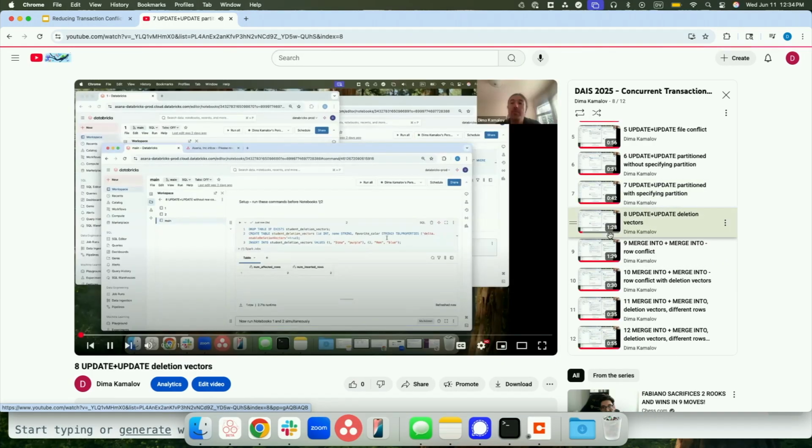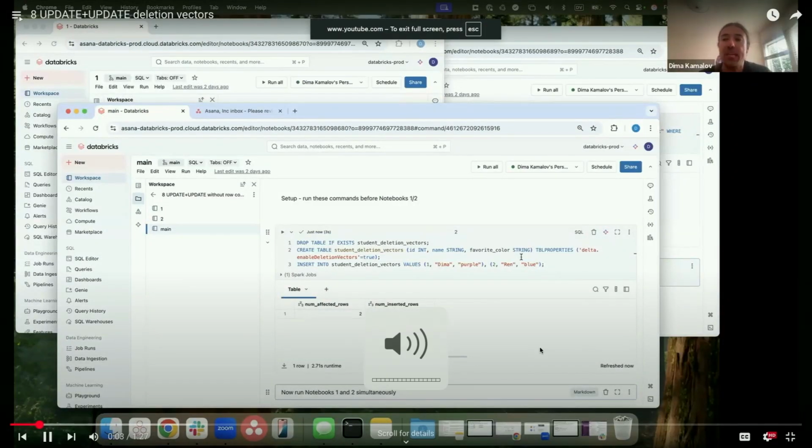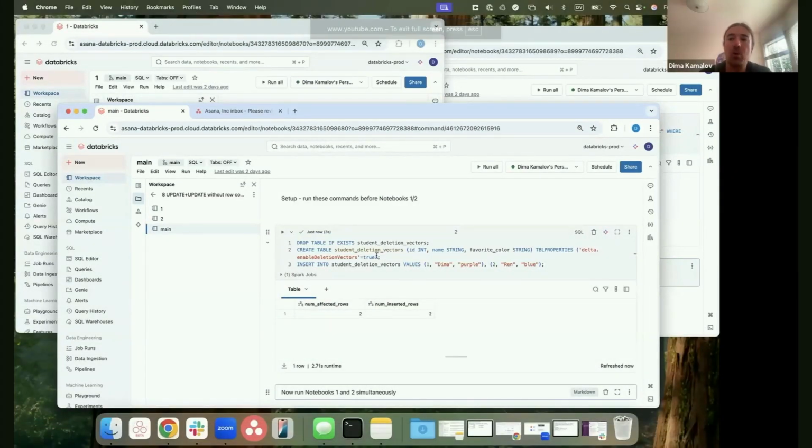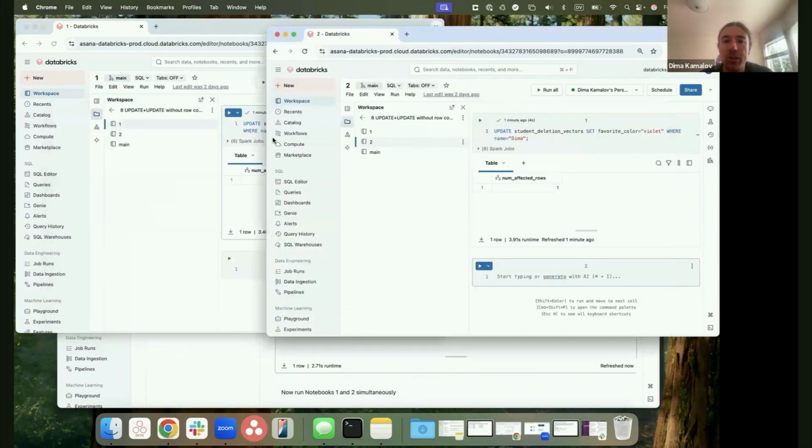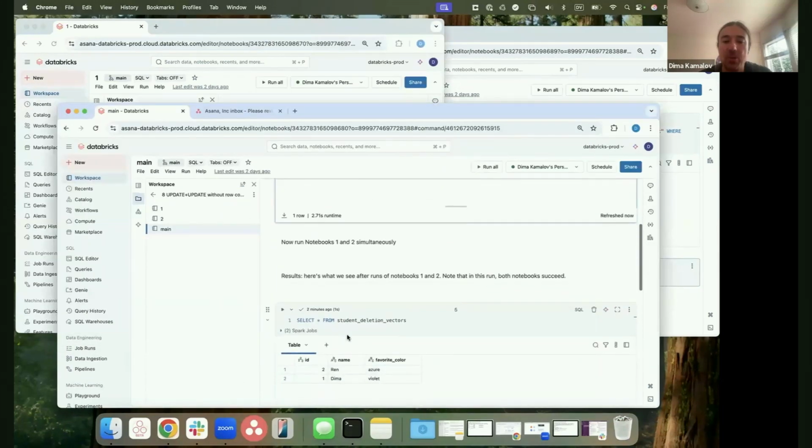In this eighth example, we're going to try a different approach to solving the problem of not having to rewrite the whole file for a row. We're going to use deletion vectors. What deletion vectors do is that updates no longer rewrite a whole file. Instead, they write some metadata about which rows should no longer be read from that file and should be read from a new file. So again, we're going to try to write two updates at the same time, and we'll see that, again, this was able to succeed.